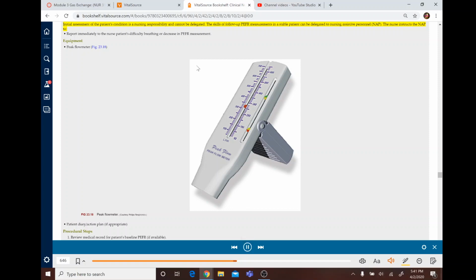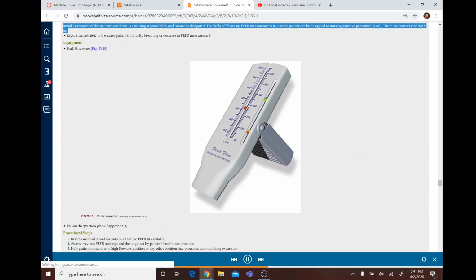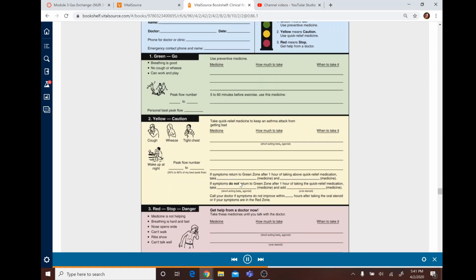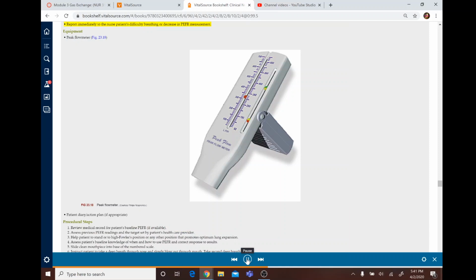Delegation and Collaboration. Initial assessment of the patient's condition is a nursing responsibility and cannot be delegated. The skill of follow-up PEFR measurements in a stable patient can be delegated to nursing assistive personnel, NAP. The nurse instructs the NAP to report immediately to the nurse the patient's difficulty breathing or decrease in PEFR measurement.